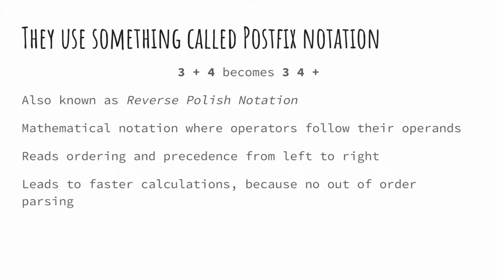They use something called postfix notation, which is also known as reverse Polish notation. It is a mathematical notation where operators follow their operands, and it reads ordering and precedence from left to right. For example, 3 plus 4 becomes 3, 4 plus. It leads to faster calculations because the evaluator does not have to jump around between parentheses or brackets.